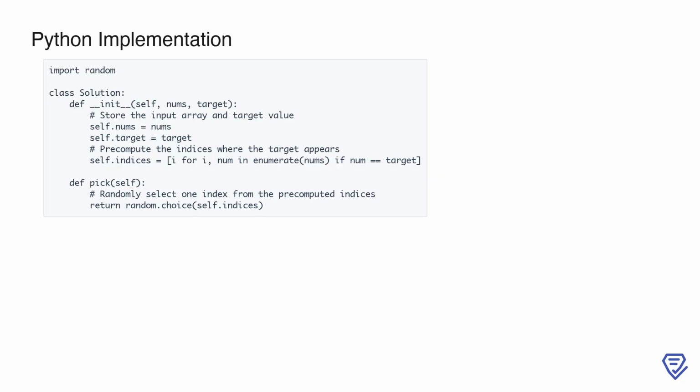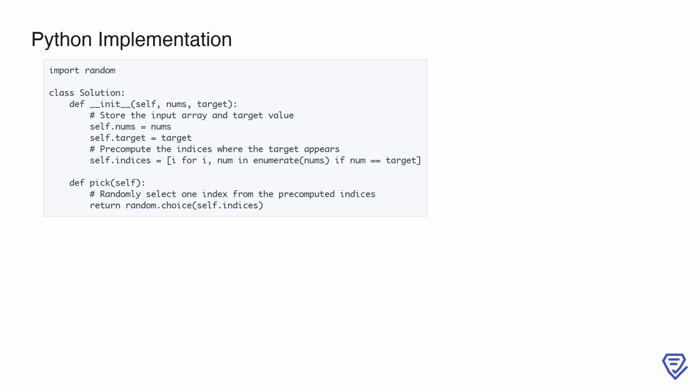2. Random pick method. This method is designed to select one index from the pre-computed list self.indices uniformly at random. It uses Python's random.choice function, which selects an element from the list with equal probability. The choice is both simple and efficient, leveraging Python's inbuilt randomness capabilities.